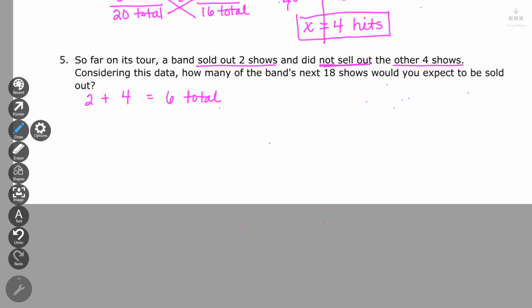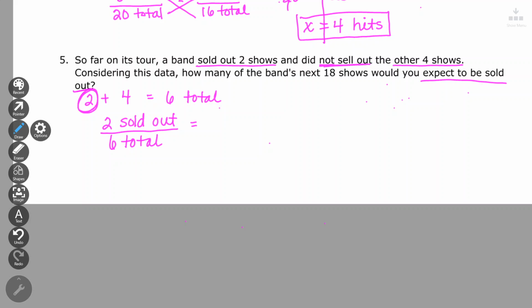So 2 shows sold out, 4 didn't. Add those together, we get a total of 6. Now, what are they wanting us to look at? They're wanting us to look at how many shows do we expect to be sold out. So how many were sold out? That will be 2, so that we know that that 2 is going to be our numerator. So we got 2 sold out shows out of 6 total shows.